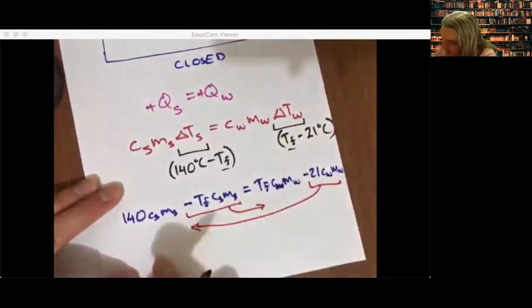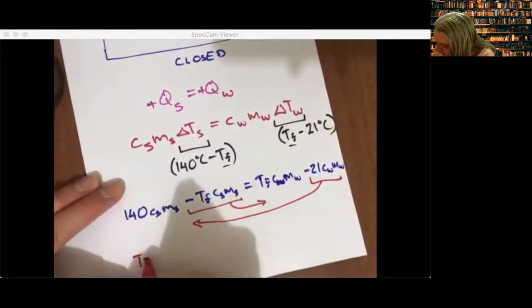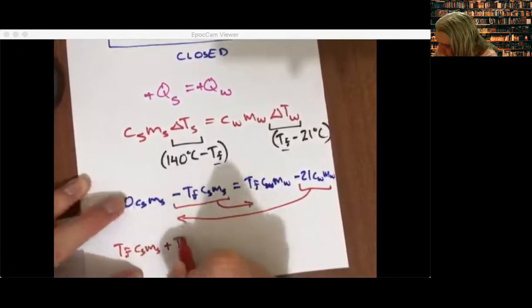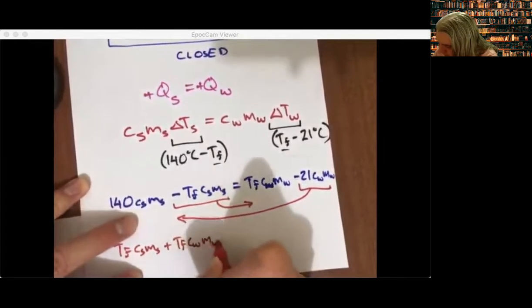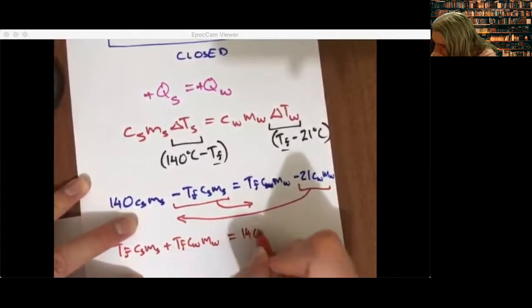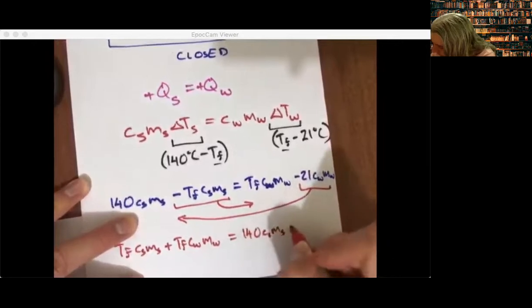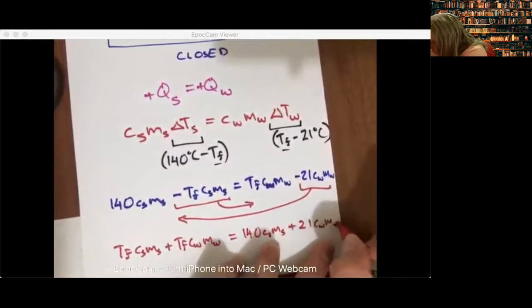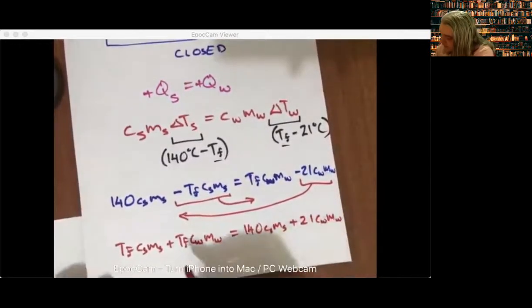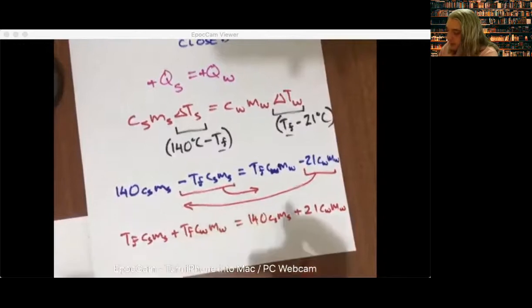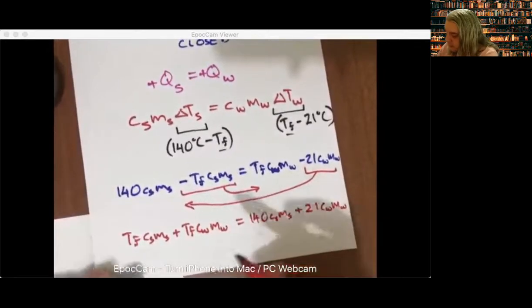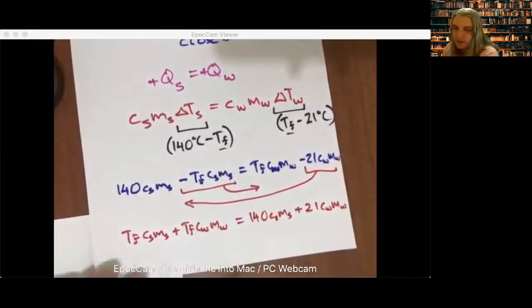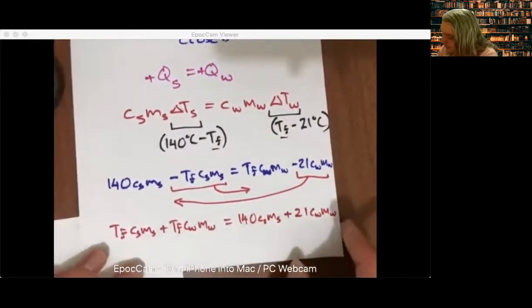But I'm also going to write it the other way around. So I'm going to write the T_F terms over here. So we get T_F C_S M_S plus T_F C_W M_W is equal to 140 C_S M_S, oh no, plus because we're moving it over, 21 C_W M_W. And so now you can hopefully, if you wanted to, again, you could do this as calculations. You could go and actually put in all the numbers earlier and do a bunch of calculations. But it's a good habit to get into doing the algebra if you're comfortable with it.